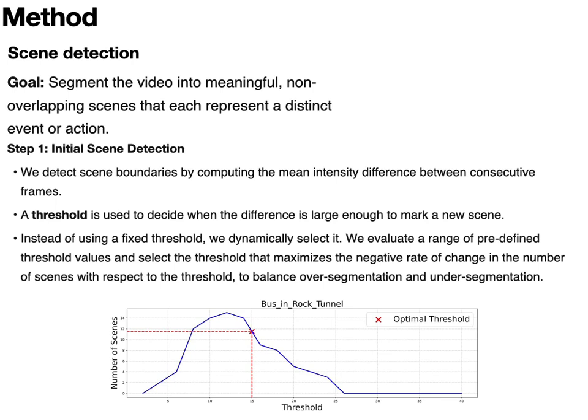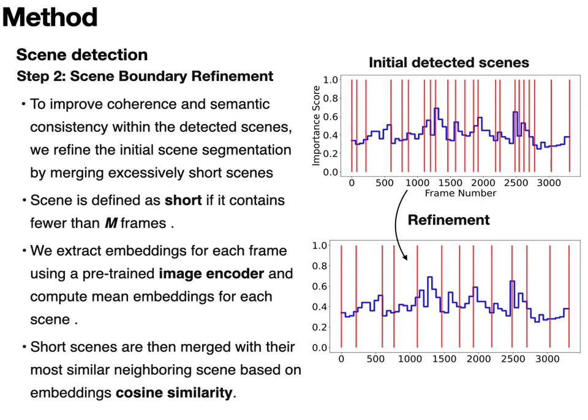Instead of using a fixed threshold, we dynamically select it. We evaluate a range of predefined threshold values and select a threshold that maximizes the negative rate of change in the number of scenes with respect to the threshold to balance over-segmentation and under-segmentation.